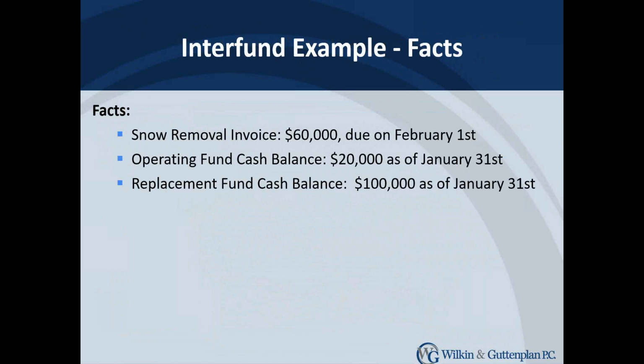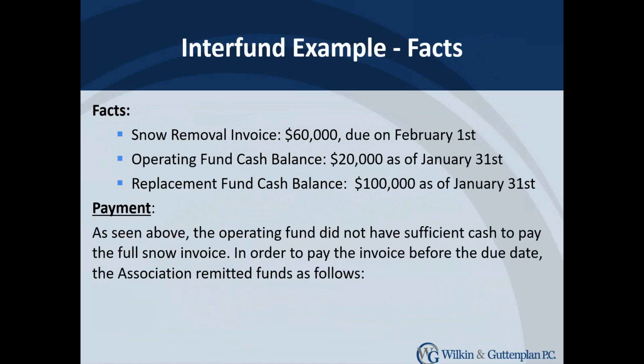So some of the facts: the association had a snowstorm in January. They received a snow invoice from the vendor for $60,000, which is due on February 1st. During that month, the operating fund cash balance had $20,000 available as of January 31st, and the replacement fund cash balance had about $100,000 as of January 31st. So as you can see, the association did not have sufficient operating fund cash to pay the invoice.